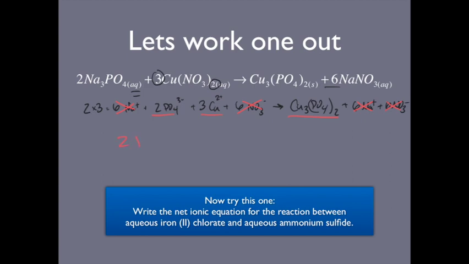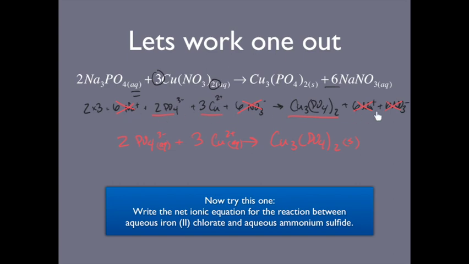I've got 2 PO4, 3 minuses. I've got 3 Cu, 2 pluses. And I've got Cu3(PO4)2, and that is my solid. And both of these first 2 are aqueous, so I don't want to forget those states of matter. And in red, I have the net ionic equation.